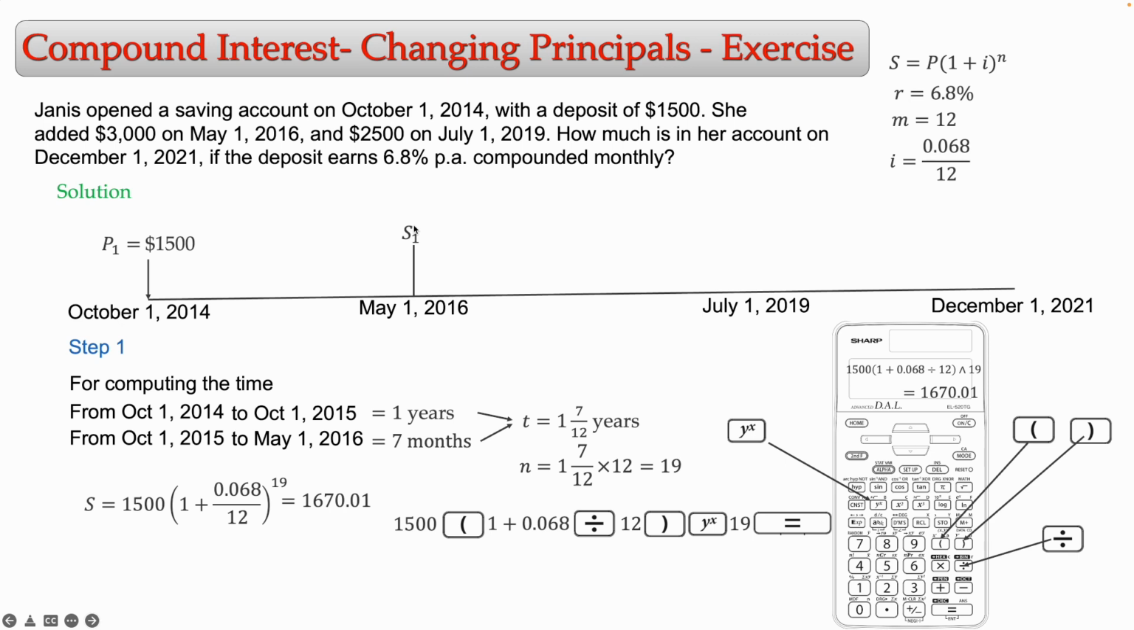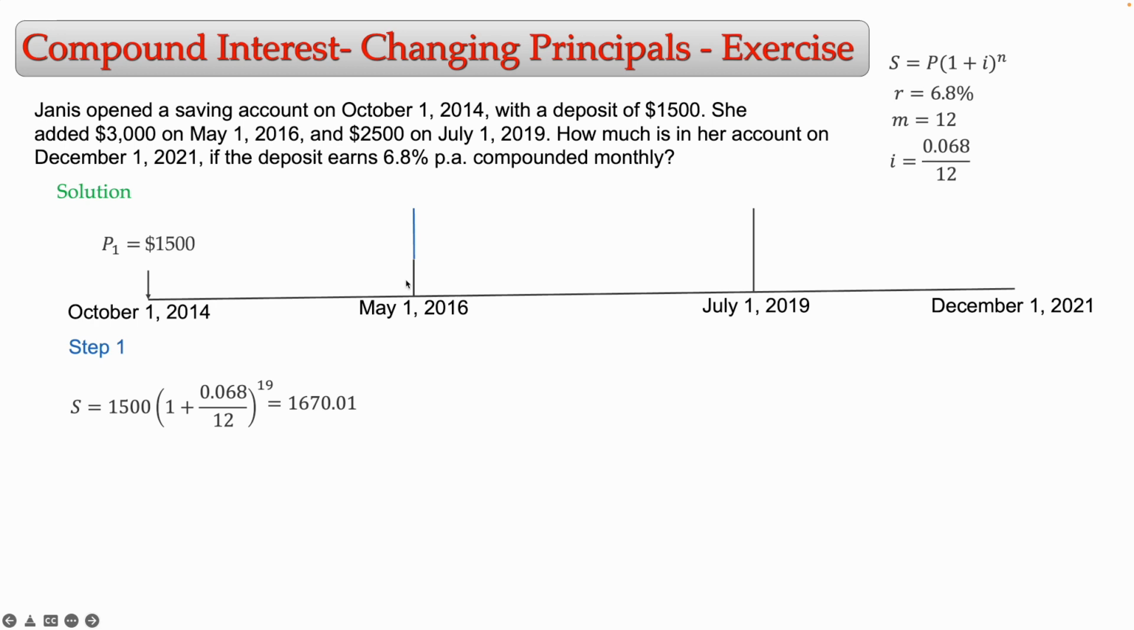Here we have the future value, and we're going to add something because there was a deposit that day. So this will be my second step. The future value that I have, 1670.01, to this future value we have added an amount here that is 3,000. So she added 3,000 on May 1st, 2016. That will be my new principal, the future value I have. This is the green part here: 1670.01, plus the 3,000 that she added into the account on May 1st, 2016.